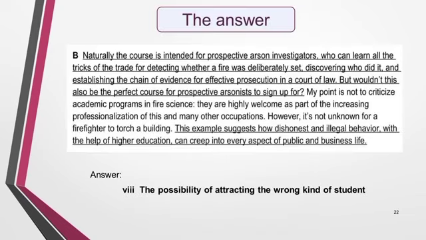The correct answer is heading 8, the possibility of attracting the wrong kind of student. If you didn't get this, study the paragraph again and see if you can work out why it's the correct match. The more you practice matching heading questions, the easier they'll get. Choose the strategy that you find works best for you and stick to it.